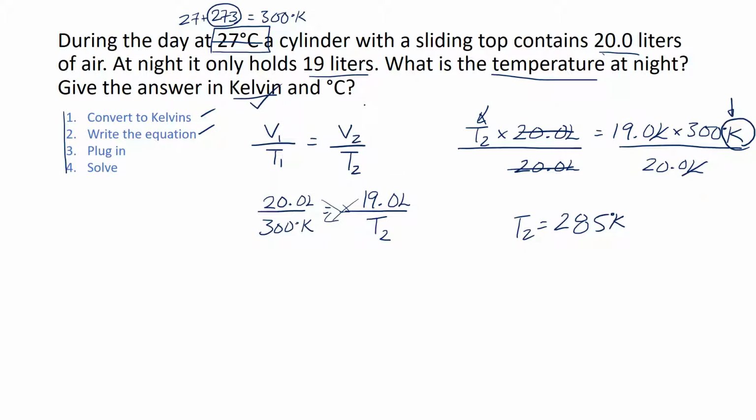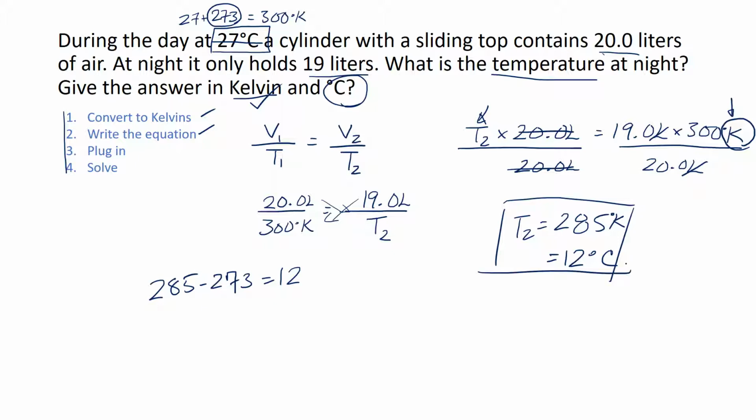It also wants us to report the answer in Celsius, so that's very easily done. To do that, it's just 285 minus 273. All right, so that's 12 degrees Celsius. Done. Let's do one more.